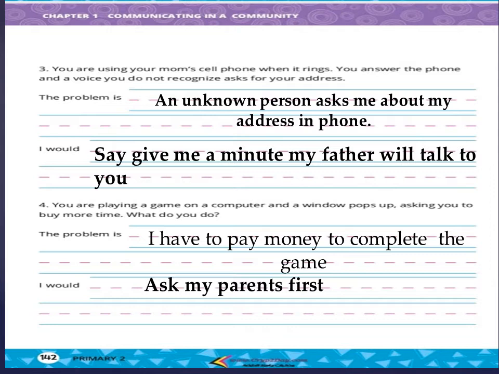Okay, how to solve this problem? Bravo. I would say give me a minute, my father will talk to you.